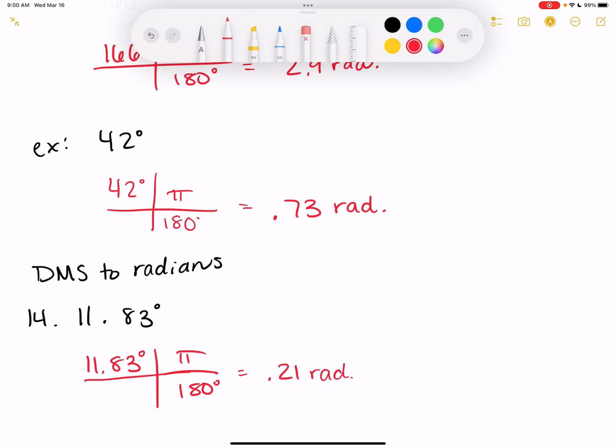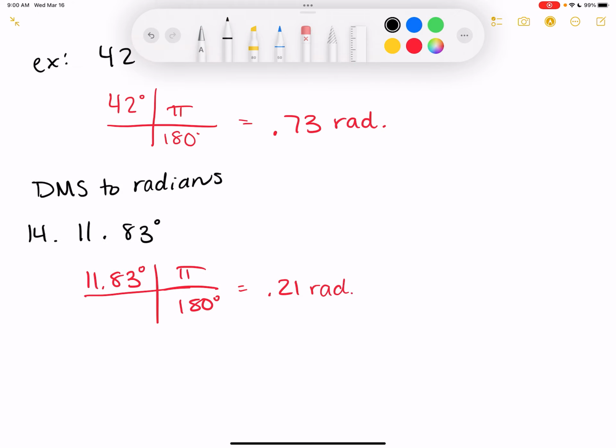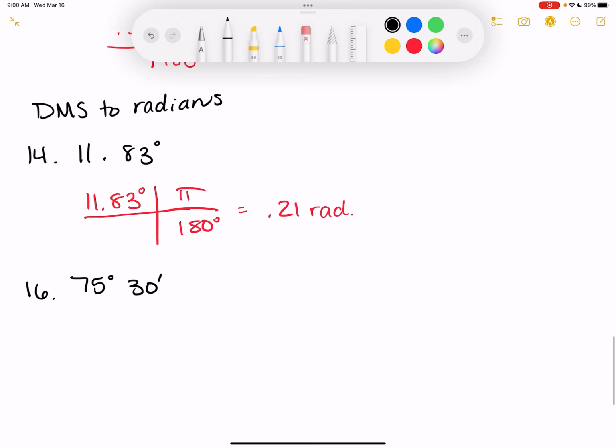0.21 radians. Number 16, 75 degrees, 30 minutes. So you need to convert the minutes to degrees, and then you can convert degrees to radians. So I want this 30 minutes to degrees. So 30 over 60, 1/2 or 0.5.